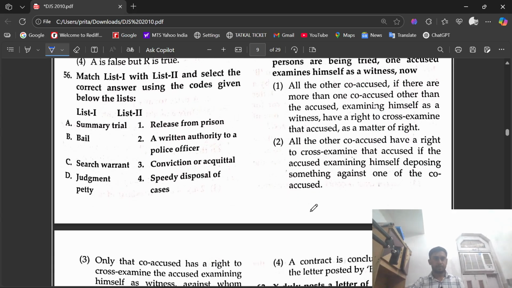Question number 56. Match list 1 and list 2 and select the correct answer using the codes given below the list. Summary trial, bail, search warrant, judgment, petty, release from prison. Summary trial, speedy disposal of case. Judgment, petty, conviction or acquittal. Search warrant, a written authority to police officer.